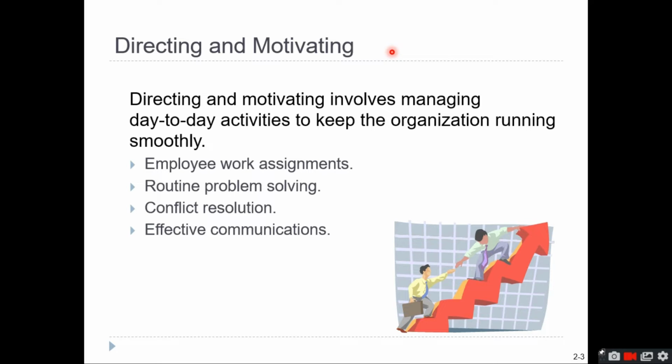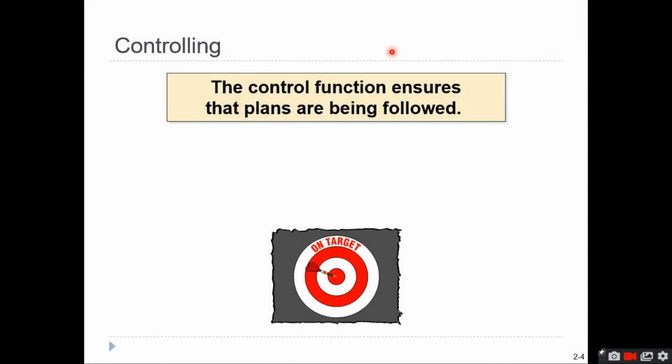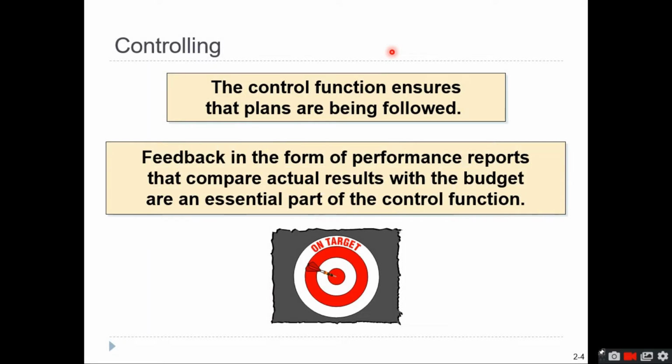Next would be conflict resolution. We already discussed that also. And then of course, effective communications. Okay. Then finally, we are down to our controlling function. So in the controlling function, what we are trying to do is to evaluate the performance and, from the term itself, control the operations and determine feedbacks and accept also the feedbacks in order for us to check whether we are able to achieve what is desired.